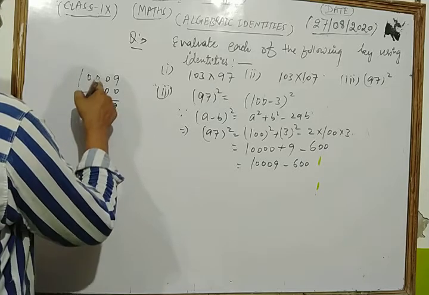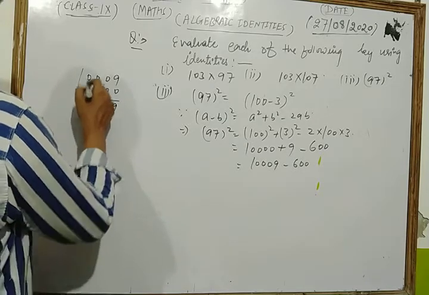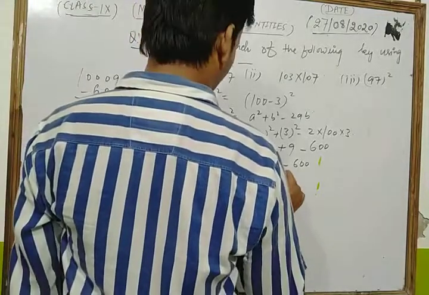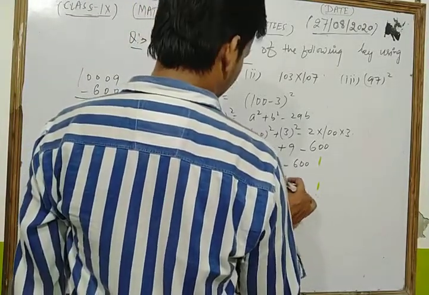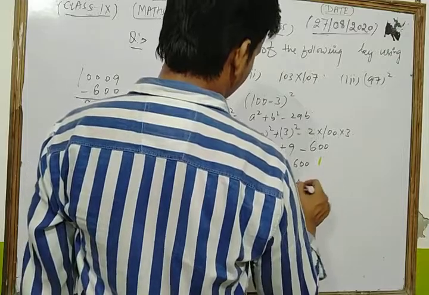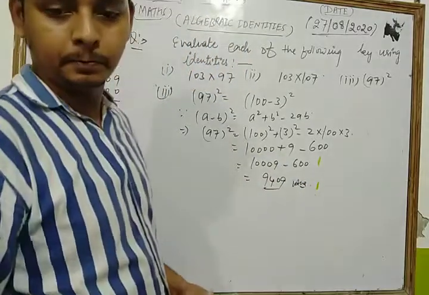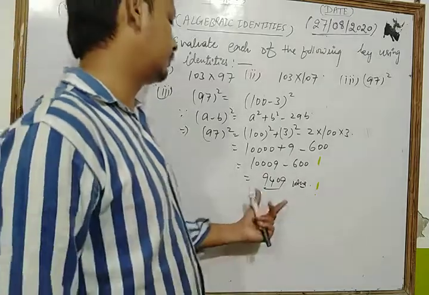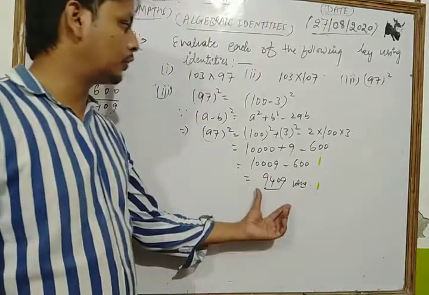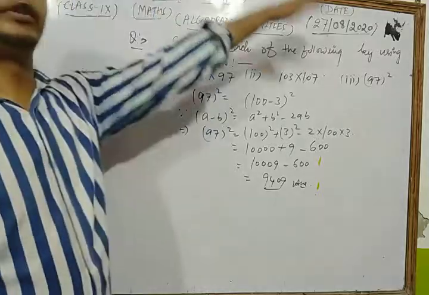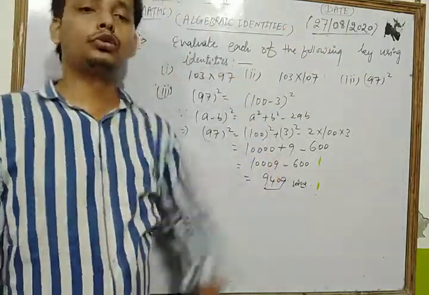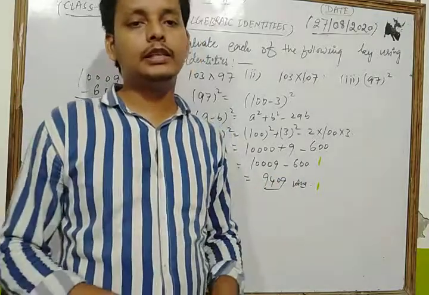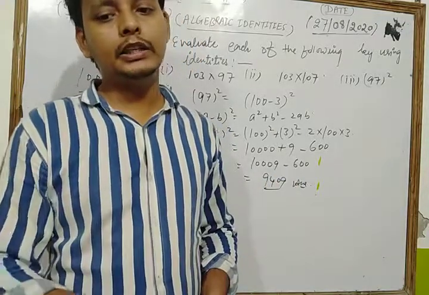When we subtract 600 from 10,009, we get 9,409. This is our required answer. Let's see. Yes, 9,409. This is our required answer. So dear students, we discussed all parts of this question. In this way you can solve each and every question of your NCERT exercise based on these concepts.